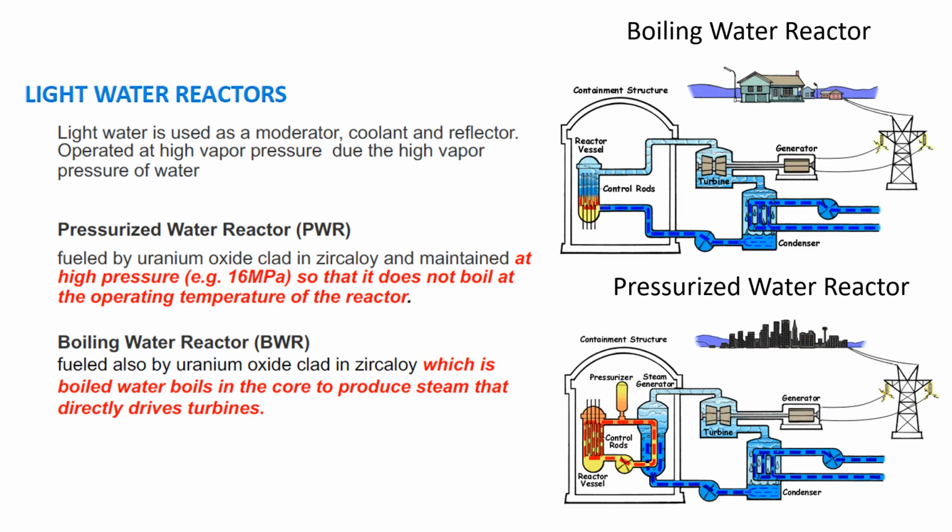So your pressurized water reactor is fueled by uranium oxide clad in zircaloy and maintained at high pressure at 16 megapascals so that it does not boil at the operating temperature of the reactor. Your boiling water reactor, on the other hand, is also fueled by uranium oxide clad in zircaloy, and the water boils in the core to produce steam that directly drives the turbines.